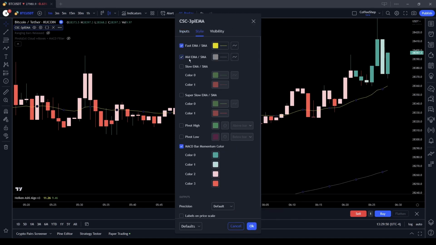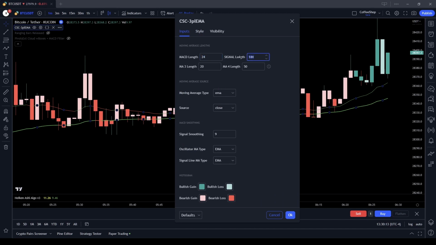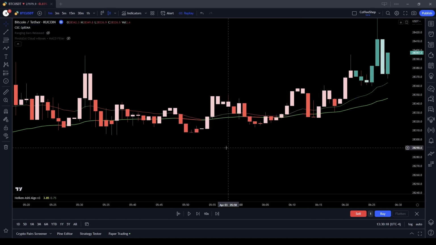So these two moving averages actually represent the MACD and the signal line, but you don't need to turn them on. What you need is the slow and the super slow. You need those two moving averages. Don't worry about the pivots. Yours won't have pivots. Mine does. And you need this, okay? So all you need is the slow EMAs and the MACD bars. You need to be 24, 144, 20, and 50. There you go. You're ready to go.